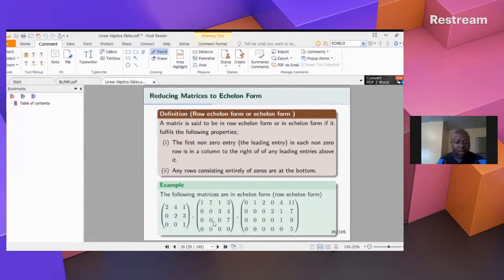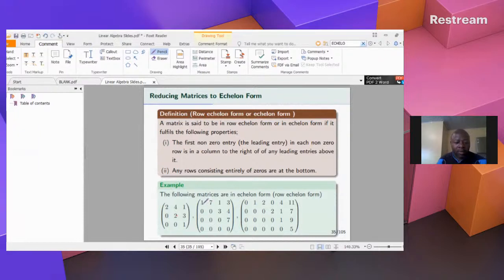Now, let's look at the second matrix. In the second matrix, we have the leading entry 1 in this row, and in this other row, the leading entry is 3. So the leading entry is the first non-zero entry in every row. In this row, the first non-zero entry is 1. In this other row, the first non-zero entry is 3, so we call it the leading entry. In this other row, the first non-zero entry is 7, so this 7 shall be called the leading entry. This one does not have a non-zero entry, so the whole of it is 0.